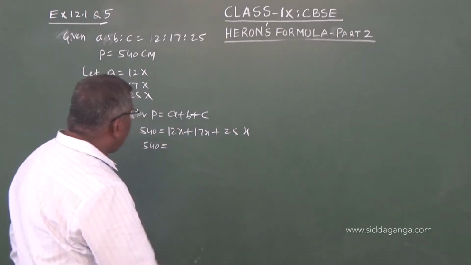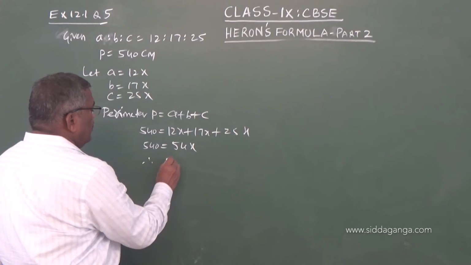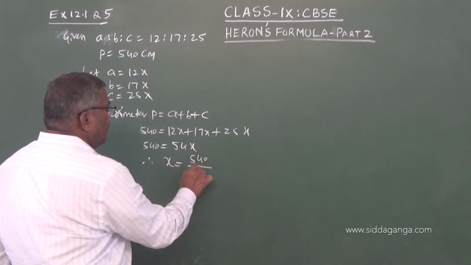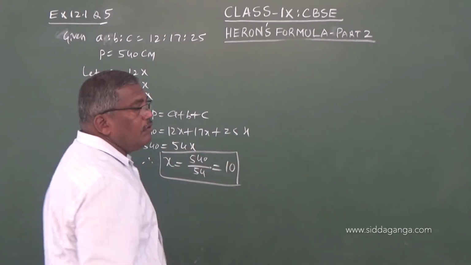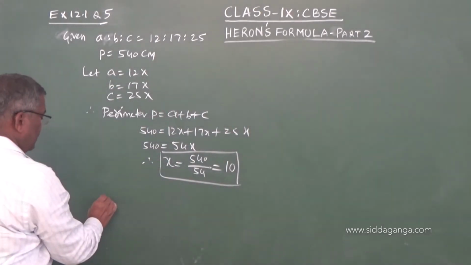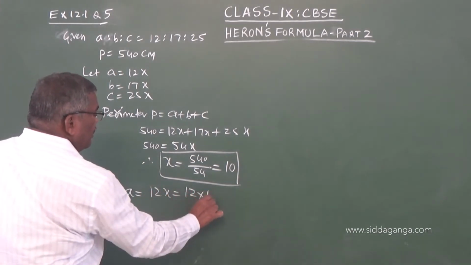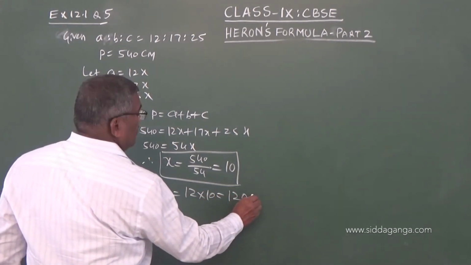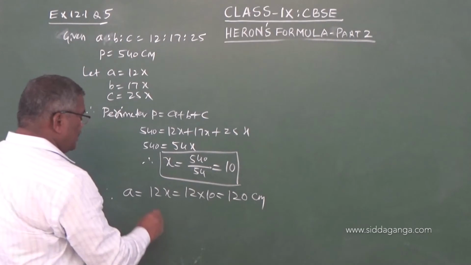It is 54x. So therefore x is equal to 540 divided by 54, which equals 10. So when x is known, we can find the values of a, b, c. Therefore a equals 12x, that is 12 into 10, because x is 10, this is 120 centimeter. Perimeter is 540 centimeter, therefore this is also in centimeter.